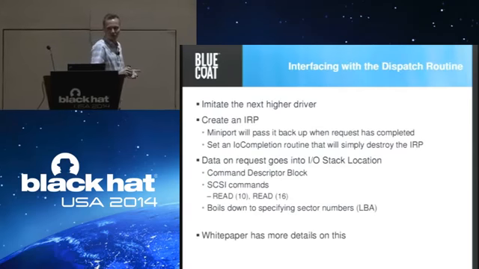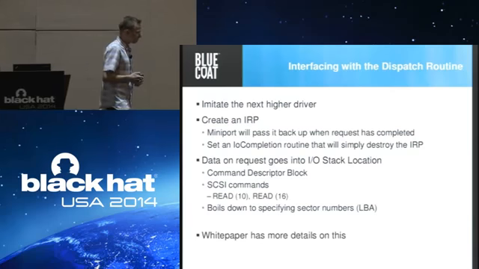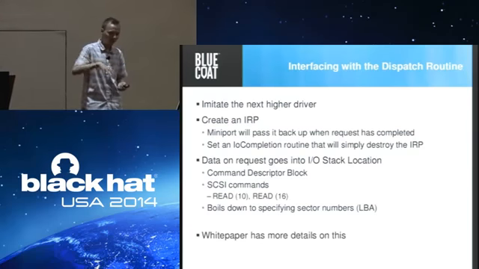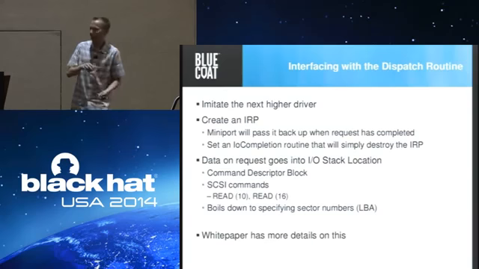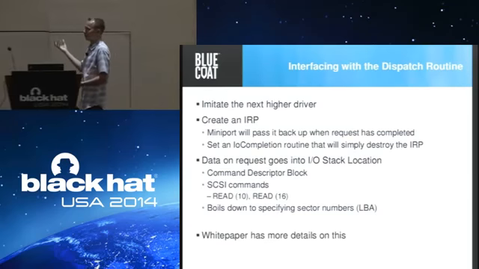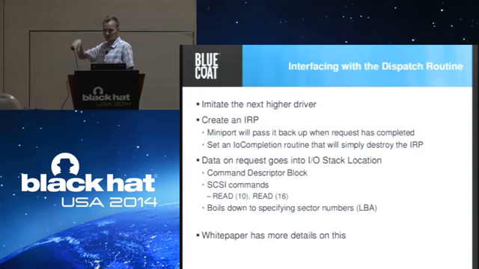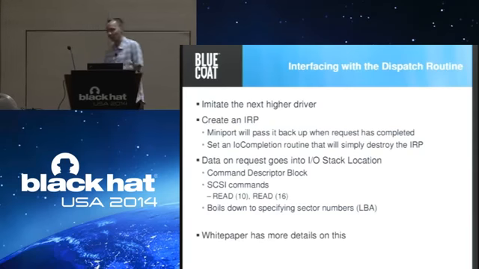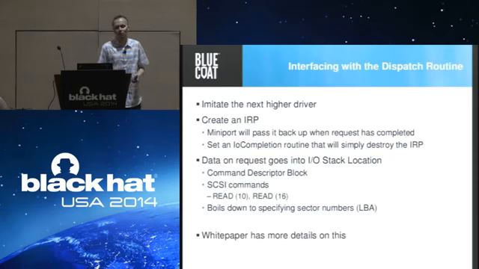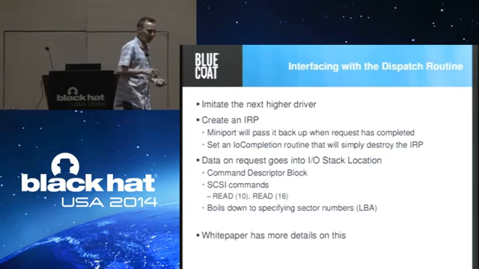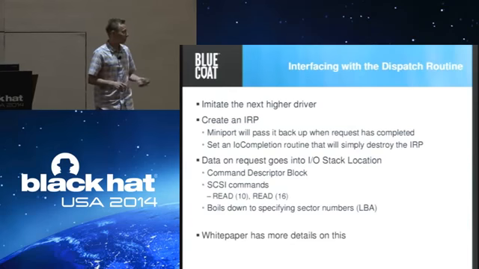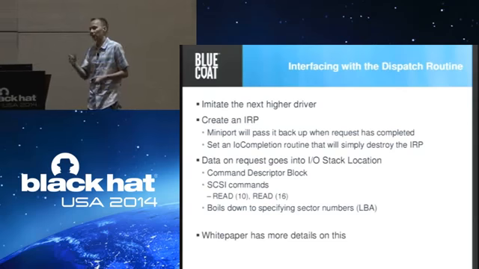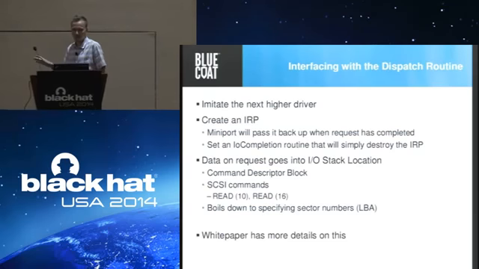So just a few points on how you actually interface with the dispatch routine. You pretend like you're the driver that sits just on top of the miniport driver. Normally, the miniport driver will expect the IRP to be passed down to it, and when it's done, it will pass it back up. So we'll just create an IRP and give it to the miniport driver, at the same time registering an IO completion routine so that we get called when it's done, and then we just destroy the IRP afterwards.